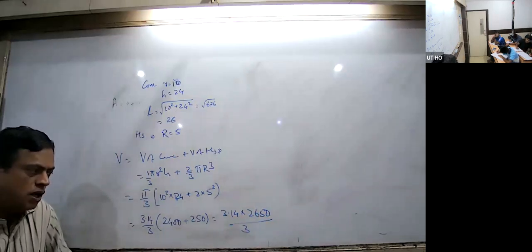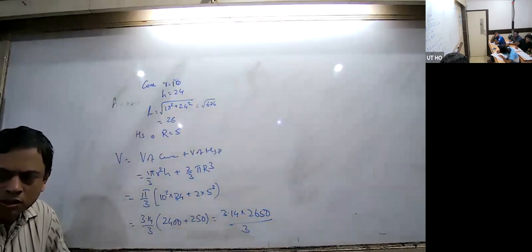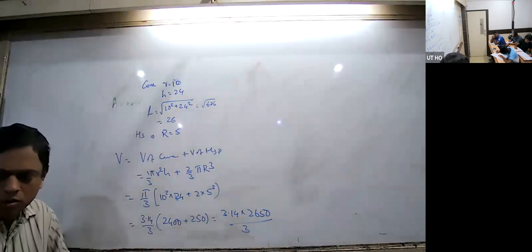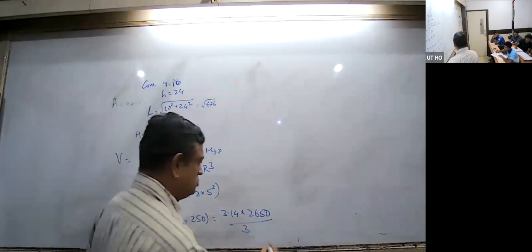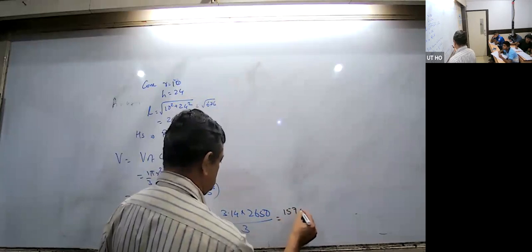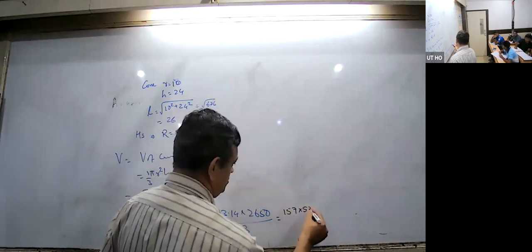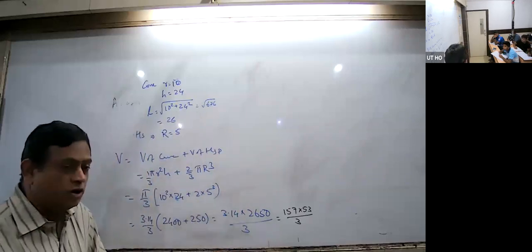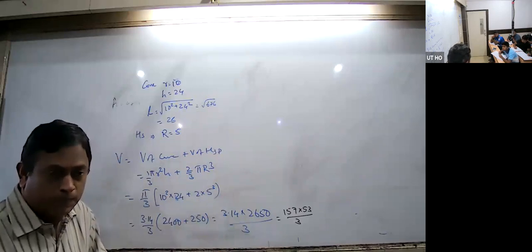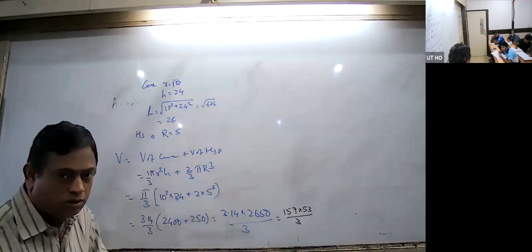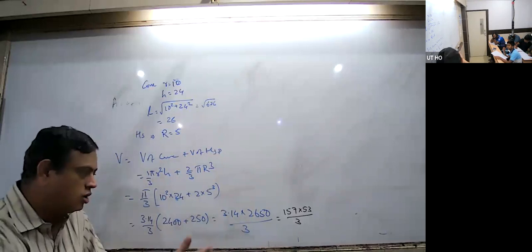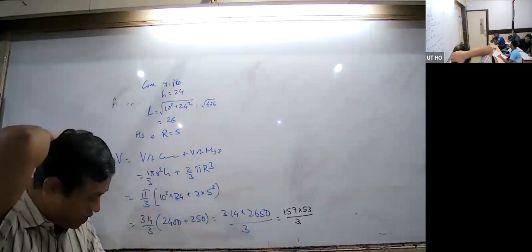This is not the final answer, you have to do further. So it is coming as 157. Or directly multiply and divide by 3. Try to do it combined instead of individually calculating; whatever the answer, it is only one multiplication and division.